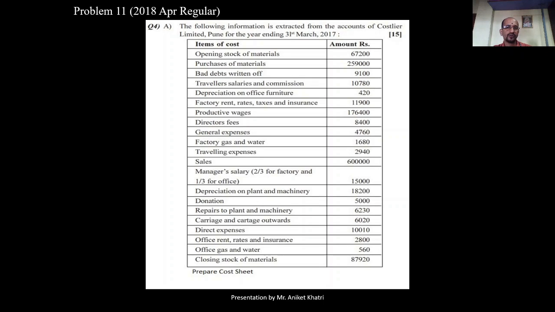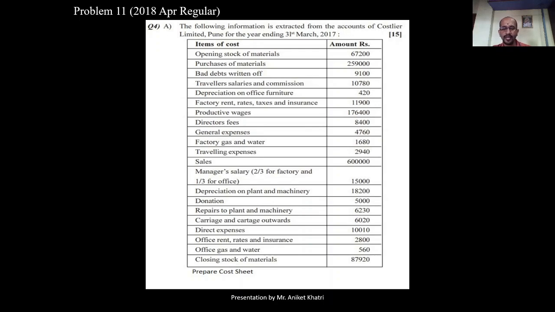So this is problem number 11, which came in April 2018 in the regular student examinations of Savitribai Phule Pune University at SYBCOM level. So this is the problem. First we need to see in whose books of accounts we are going to write. It's Costlier Limited Pune, and the period is for the year ending 31st March 2017.